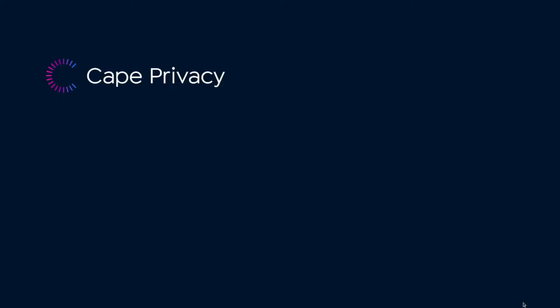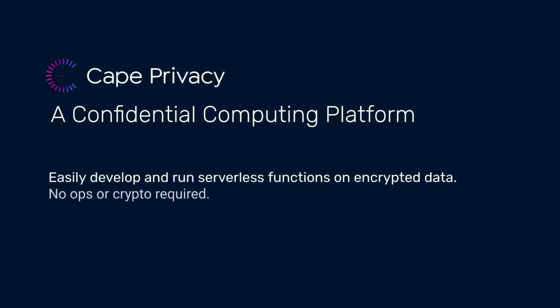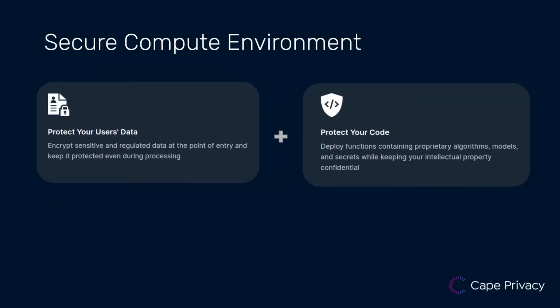Cape Privacy offers a confidential computing platform that allows you to easily develop and run serverless functions on encrypted data with no additional operations or cryptography required. With Cape, you can protect your data and your code, which, thanks to Cape's encryption and secure compute environment based on AWS Nitro enclaves, remains completely private. Or, as we like to say, what happens in Cape stays in Cape.